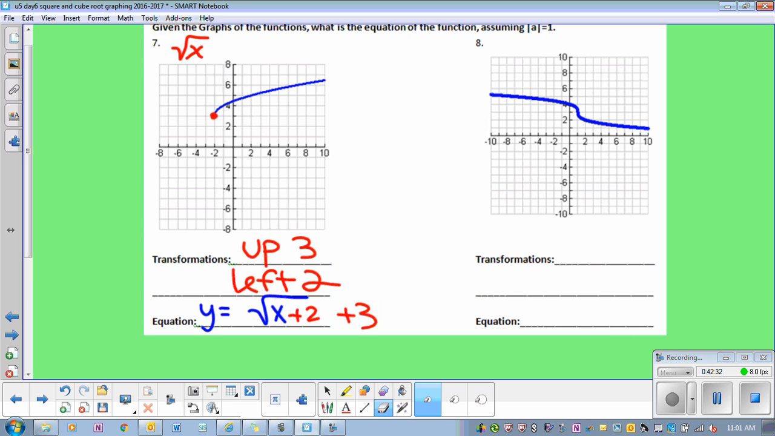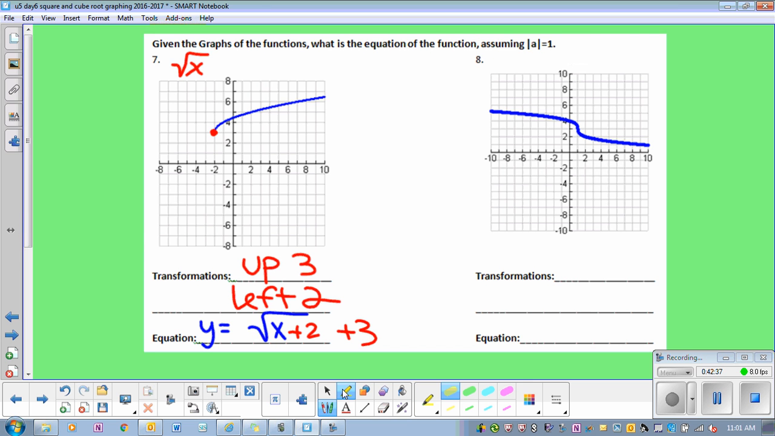Alright, then let's look at number 8. And this statement right here, assuming the absolute value of A equals 1, means that there are no stretches and no compressions here. So don't worry about stretching or compressing. The only thing you should worry about is, did it flip? And if you are unsure if you did this right, couldn't you put this equation into your y equals and make sure that it looks like your graph? All right. And that one is right.